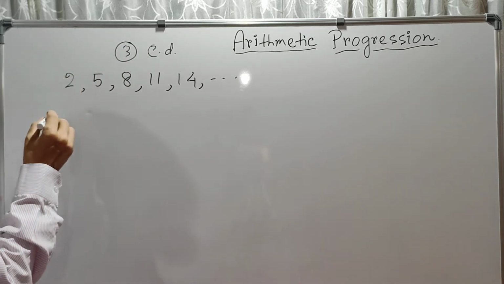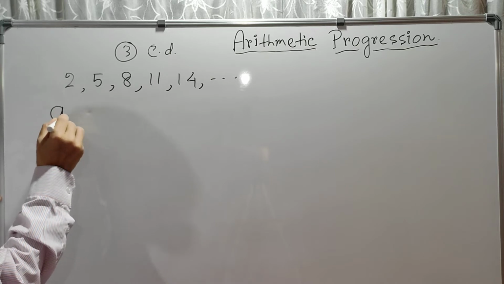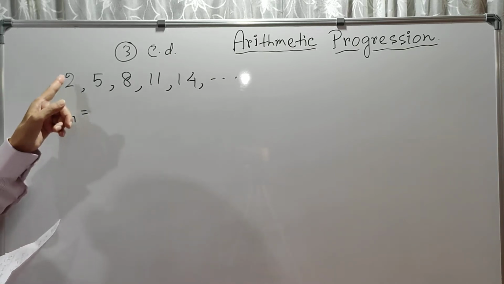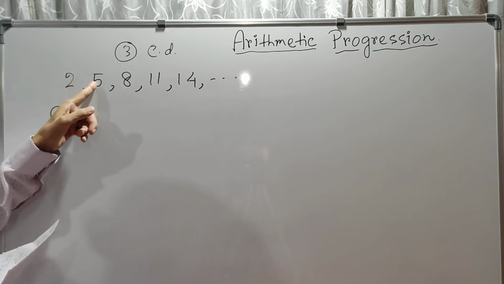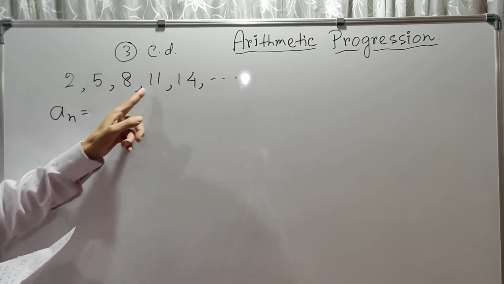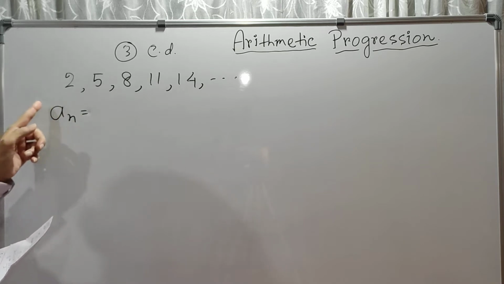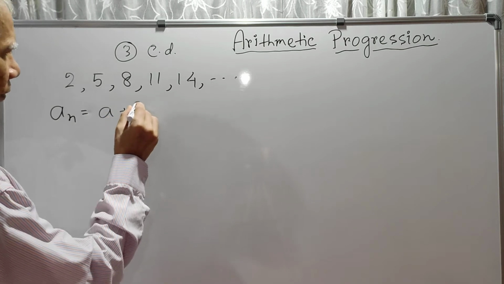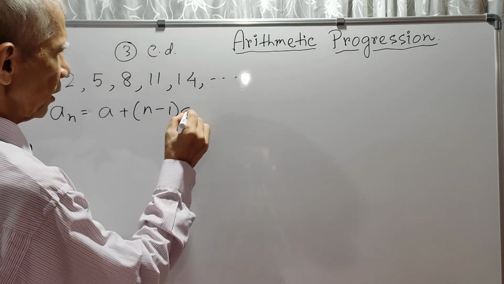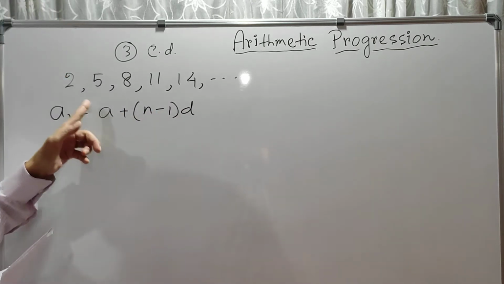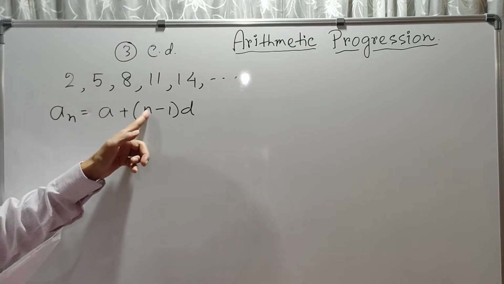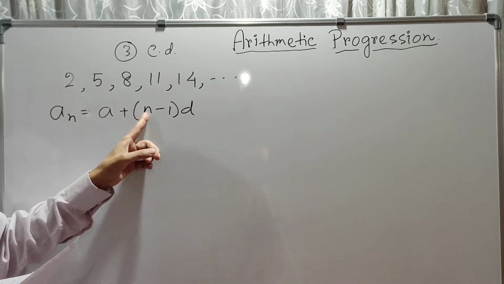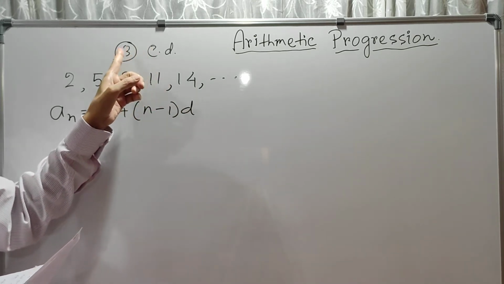Now, the formula for nth term. This is a symbol for nth term. If you put 1, A1 will be first term 2, A2, 5, A3, 8, A4, 11, that way. So, this is a symbol of nth term. Now, there is the nth term formula: A plus n minus 1 D. So, this A means first term 2. This n means number of terms. Suppose you have to find out 15th term, then n will be 15. Now, this D is the common difference, 3.